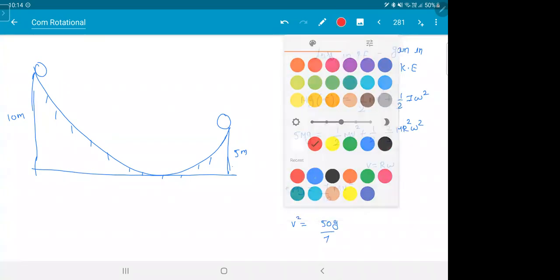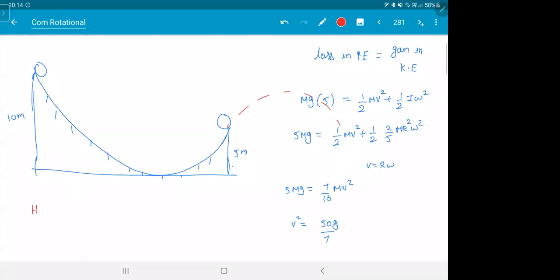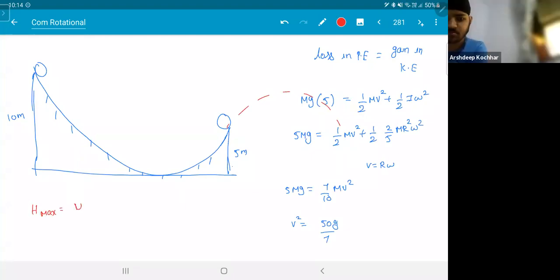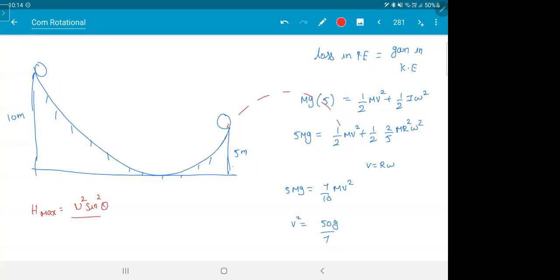Now from here, when it is flying, what is the h max formula? U square sine square theta by 2g. And this angle here is 60 degrees. So this is basically projected with 60 degrees with velocity v. So v square would be 50g by 7. Denominator 2g, and sine square 60. G will cancel. 25 by 7. This is root 3 by 2, so sine square is 3 by 4. Right, numbers are bad. 75 by 28. Check it out.